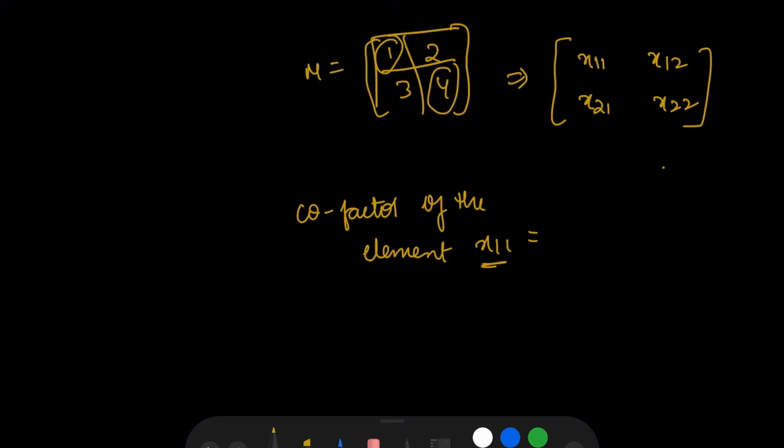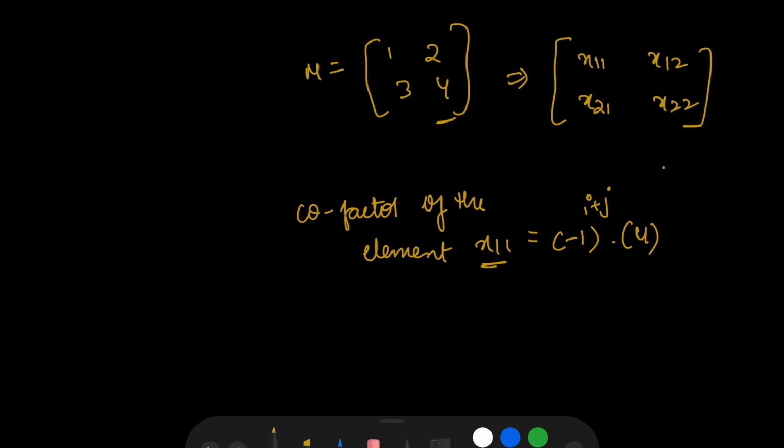For a 3 by 3 matrix, finding the cofactor will be a little different. I'll tell you. This is for a 2 cross 2 matrix. Since you only have a single element, that element will be the cofactor, right? So minus 1 raised to the power i plus j times 4. Here 4 is also called a minor, right?